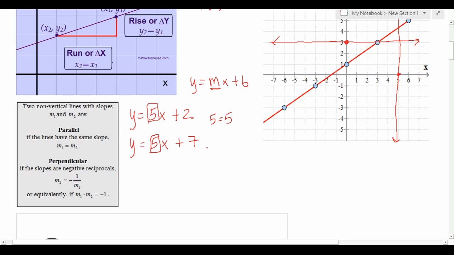Similarly, if I gave you the line y equals 5x plus 2, and then the line y equals negative 1/5 x plus 2, we can identify our slopes, namely 5 and negative 1/5. And since these two are negative reciprocals, we know that these two lines are perpendicular.